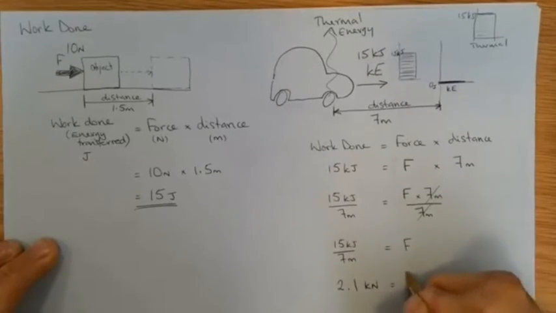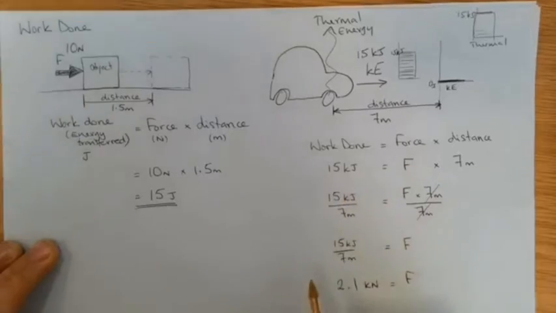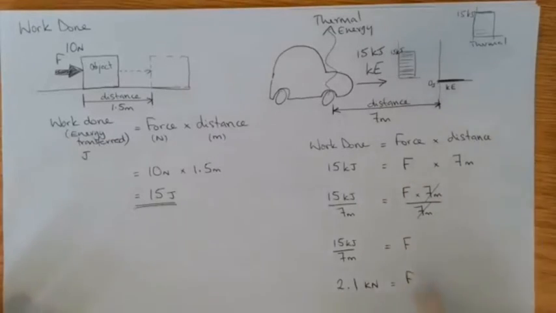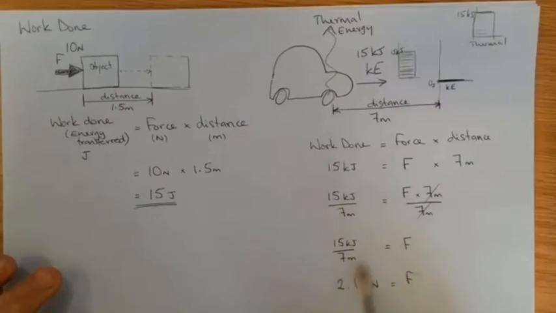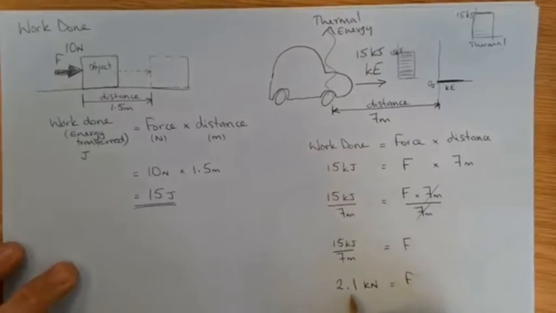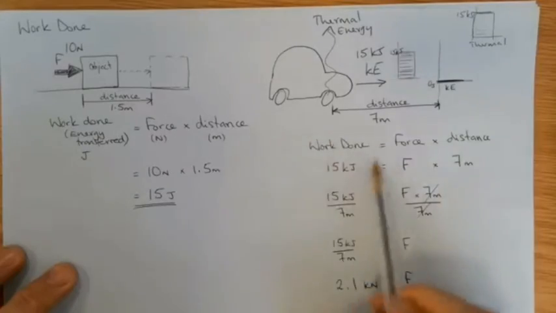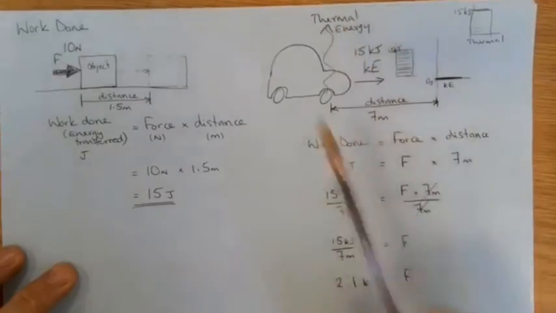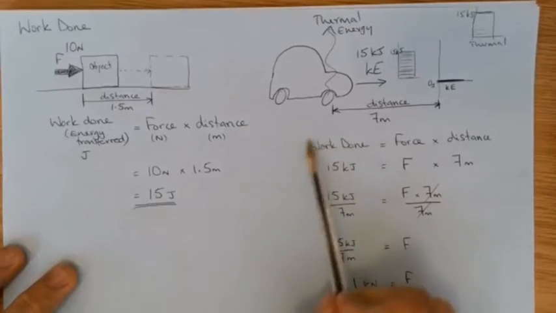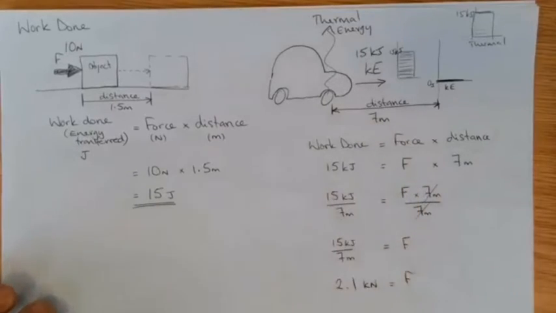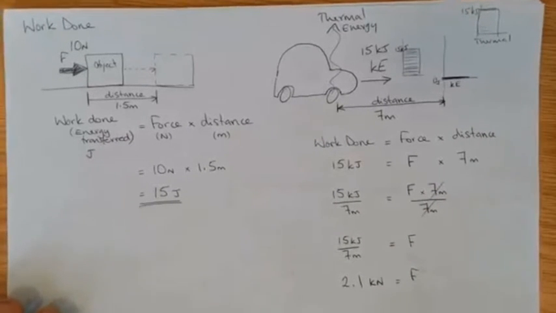kilonewtons of force. So I started with my kilojoules, so that kilo prefix follows all the way through. So the 15 kilojoules divided by the 7 meters leaves me with 2.1 kilonewtons of force has been applied over that distance, and that is how we convert the kinetic energy to thermal energy, by doing this idea of work done, being the energy transferred at the brake, and using the equation to work out what the value of force that was applied to do that.